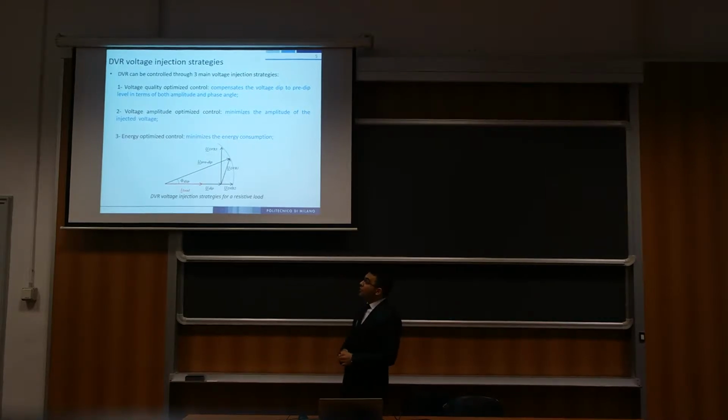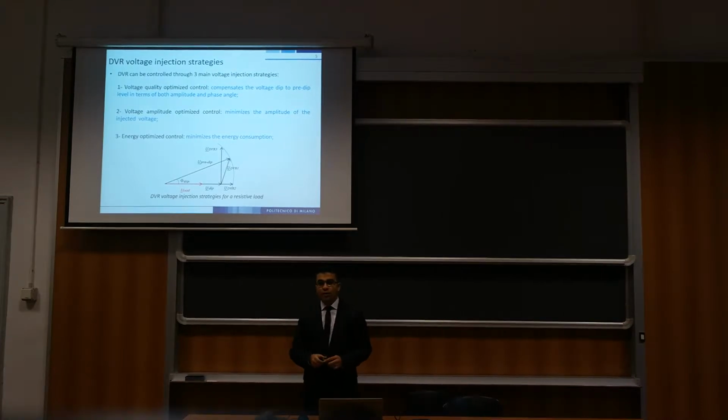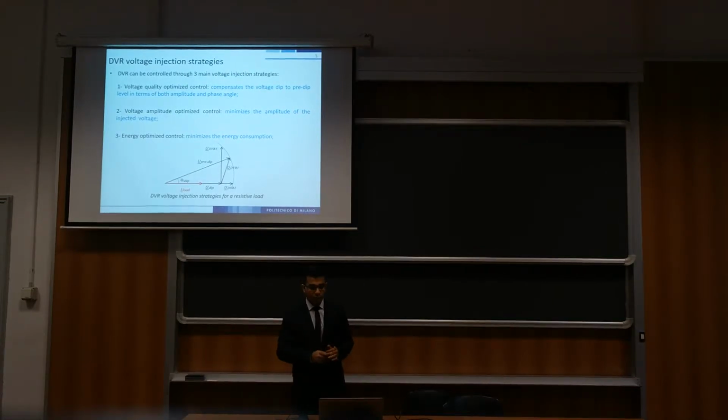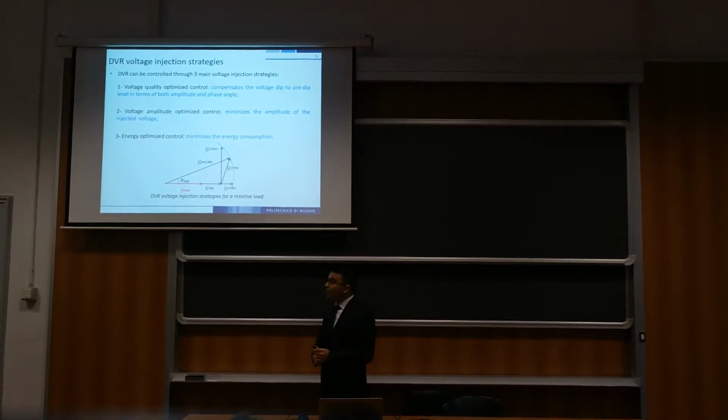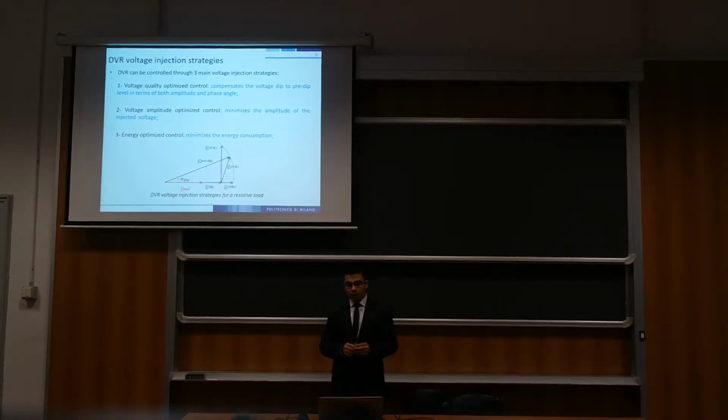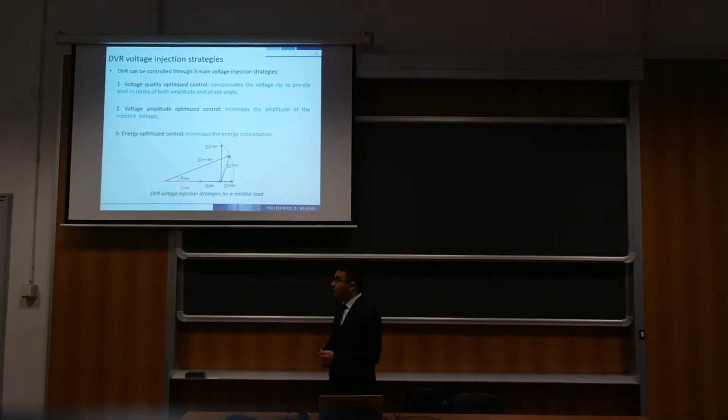There are three main strategies in order to control a DVR, including voltage quality optimized control, which compensates the voltage dip to the same exact value of the dip of the voltage, both in terms of magnitude and phase angle; voltage amplitude optimized control, which minimizes the amplitude of the injected voltage; and energy optimized control, which minimizes the energy consumption of the DVR during voltage dip. You can see these three strategies in the phasor representation for a resistive load.